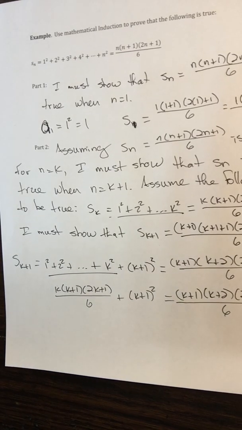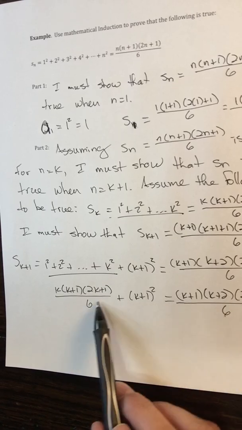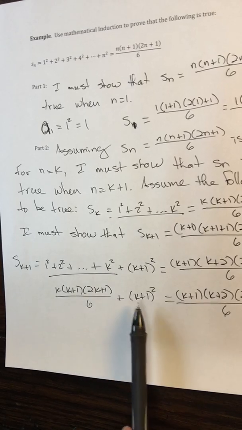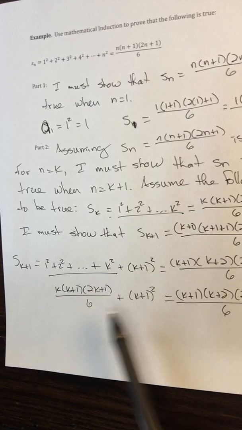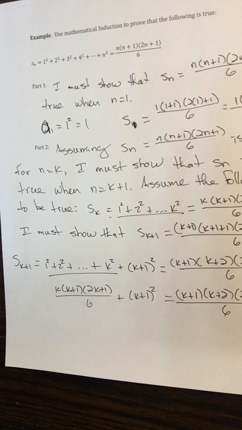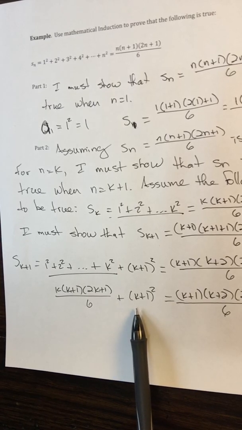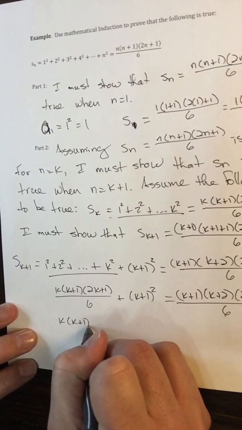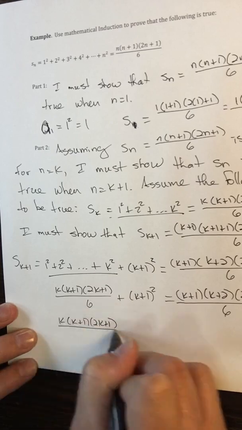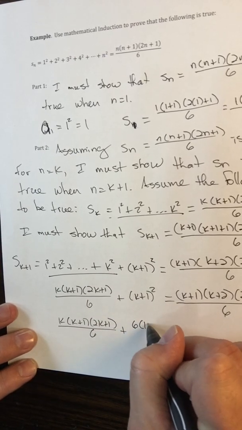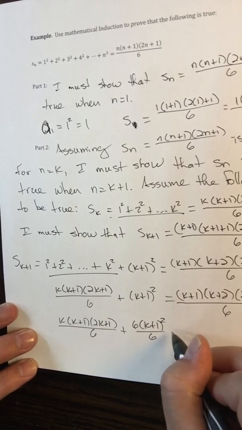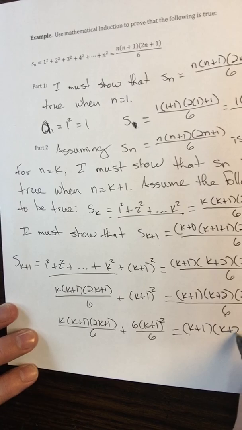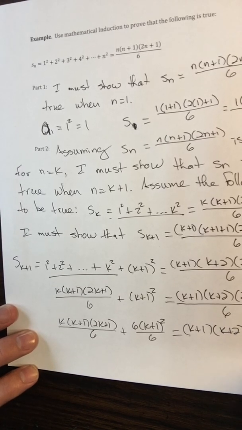Okay, so you guys here, we got a choice. Okay, what we need at this point is for these two sides just to be equal. We could multiply everything out, which would take longer, or we could try to make this one look like that one. It's starting to feel a little like a trig identity, isn't it? Sorry to say that. Wouldn't this have 6 in front of it? It would. Okay, so I would have k times k plus 1 times 2k plus 1 over 6 plus 6 times k plus 1 squared over 6, so that I have common denominators, is equal to k plus 1 times k plus 2 times 2k plus 3 over 6.